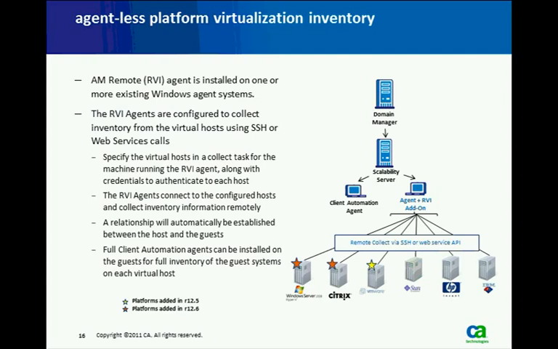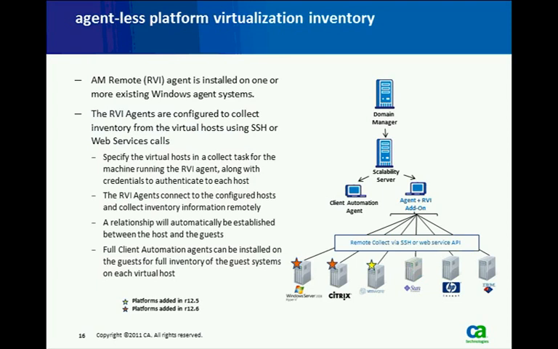Another thing that we've done is added the capabilities for remote virtual inventory or agentless. A lot of the hypervisors you are unable to install any software on. It's not recommended, and in some cases, if you do install software on there, they're no longer supported by the vendor. So what we did was develop a remote asset management inventory agent. What you do is install this RVI agent on a system in your management infrastructure, and you specify the virtual hosts in a collect task on that agent.